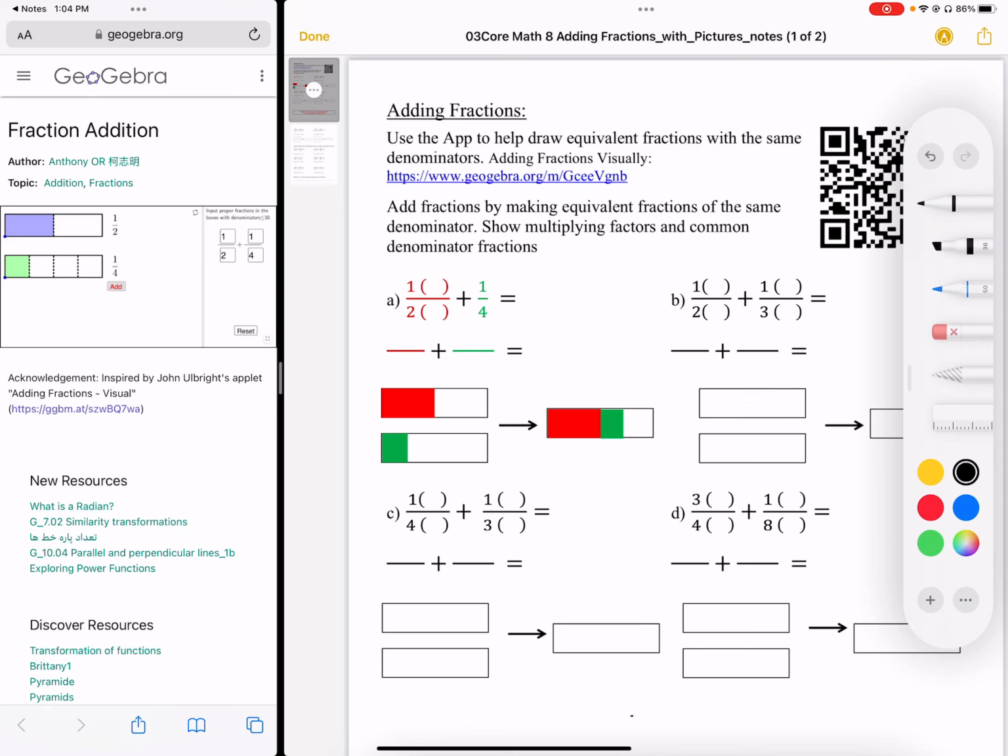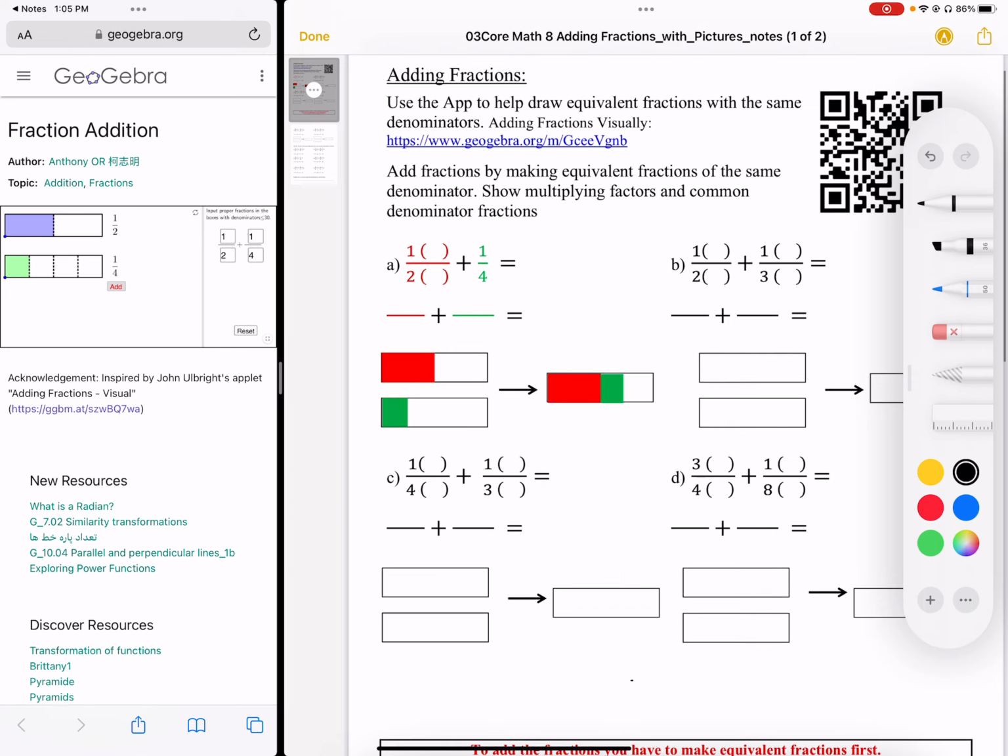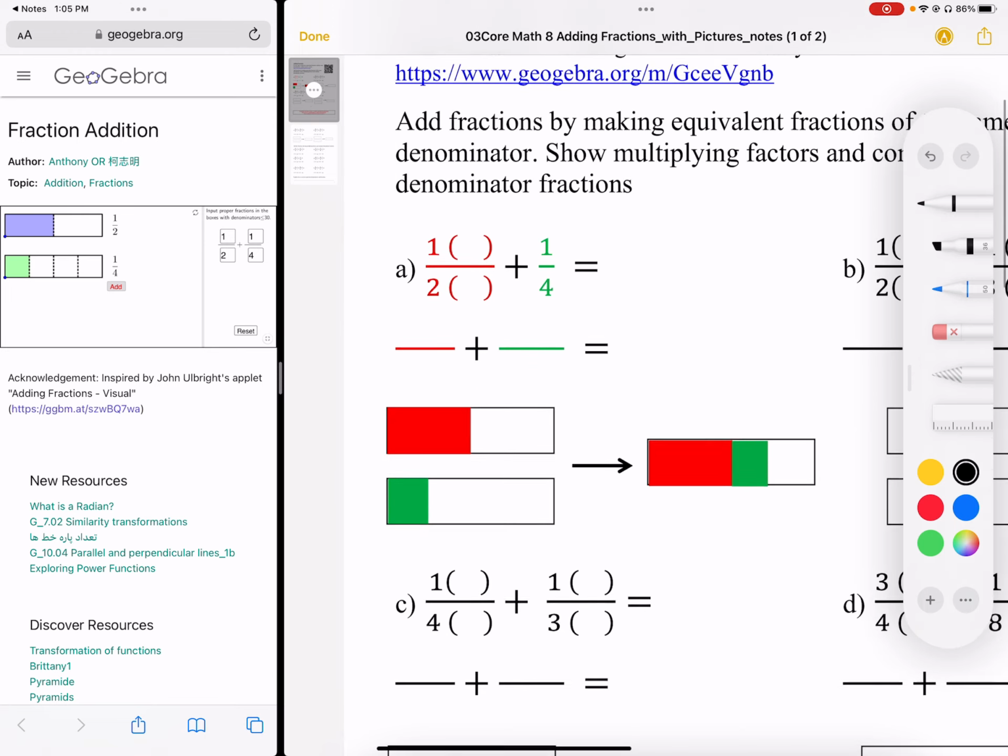We're going to be adding fractions, and we have this app. If you scan that code, we can get to the app on the left here. And this app helps us see how we can add fractions together and get common denominators. So if we take a look at example A, we have 1/2 plus 1/4.